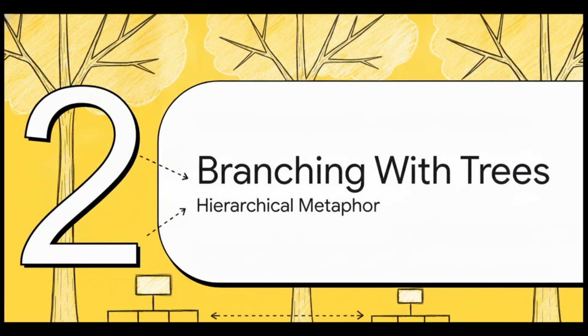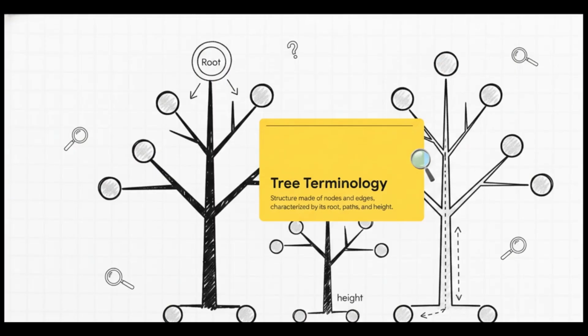Section 2. Branching out with trees. Now, what's really interesting about this slide is how it visualizes these concepts. When we talk about hierarchical relationships in computer science, the tree is the ultimate structural metaphor. Think of it exactly like a massive corporate org chart. The individual data points, or employees, are called nodes. The reporting lines connecting them? Those are edges. The CEO at the very top, where everything begins, is the root.